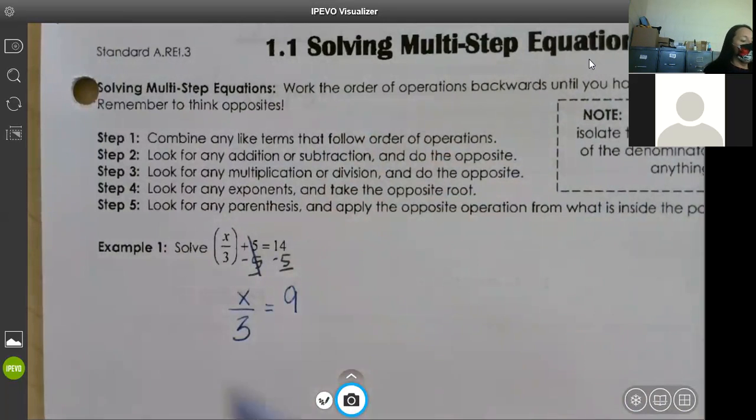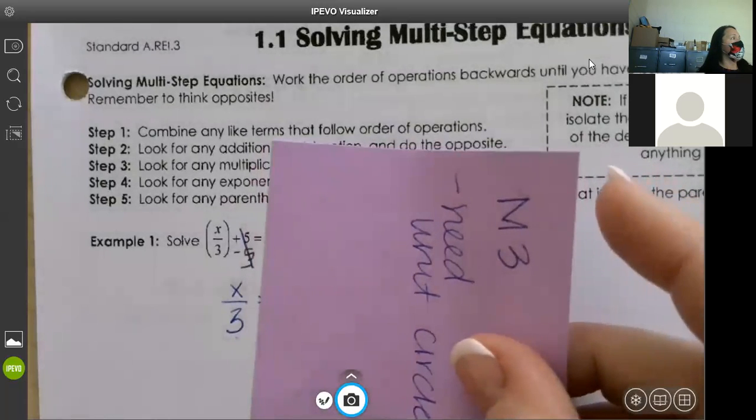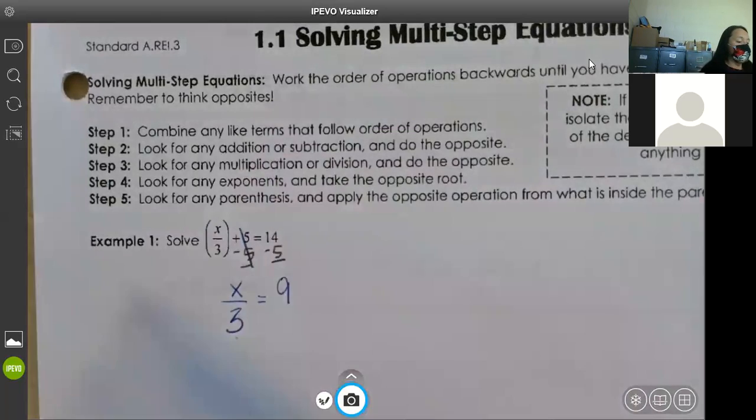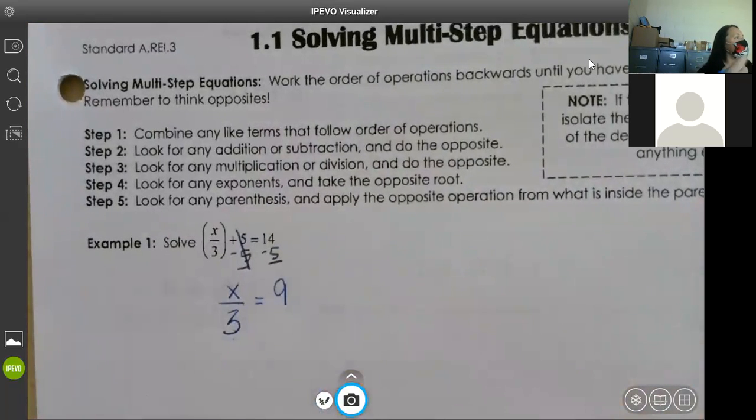Okay. So this time we have x divided by 3. What do we need to get rid of? If we just want x by itself, what do we need to get rid of? It's not a hard question. Check it out. What is with x that we need to get rid of? The 3, yeah. So we're dividing by 3. What's the opposite of divide? Multiply.